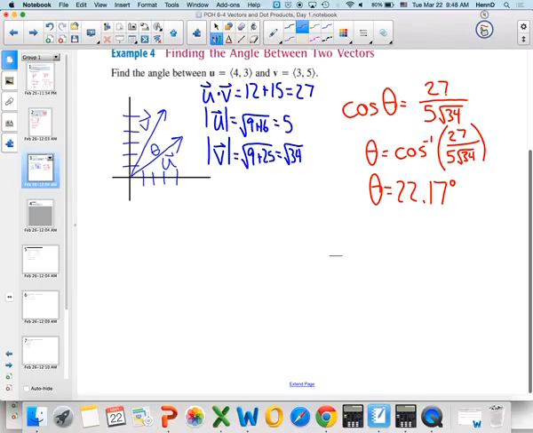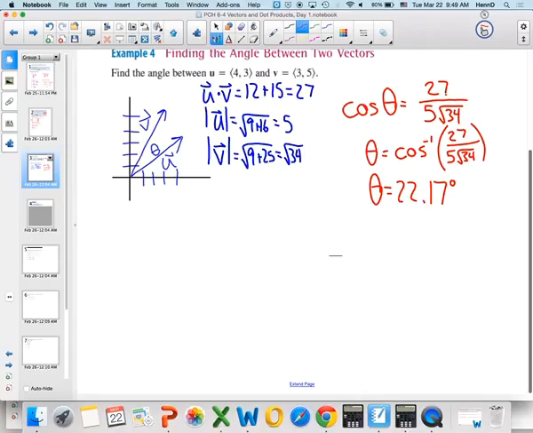Now, I want you to think about this. Think about what you know about cosine, and let's think about our signs as well, as in positive and negative. Cosine's positive in the first and fourth quadrant. Since our theta is always going to be between 0 and 180, if we have a positive cosine, we're going to end up with an acute angle, first quadrant.